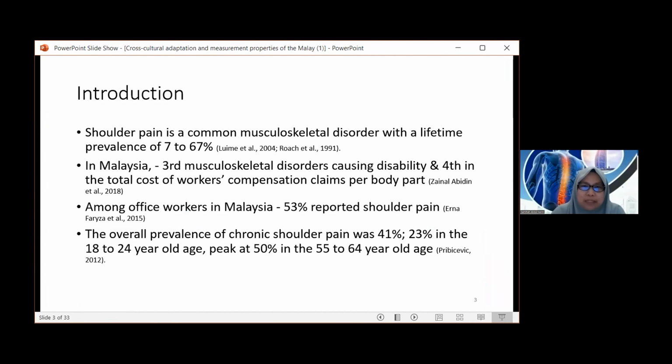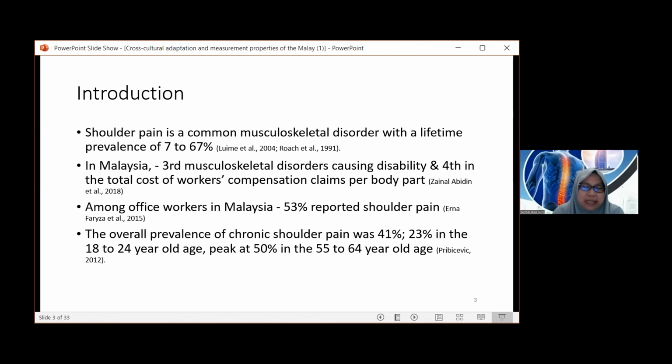Shoulder pain is a common musculoskeletal disorder with a lifetime prevalence of 7 to 67%, depending on the region and age. In Malaysia, it was the third musculoskeletal disorder causing disability and fourth in the total cost of workers' compensation claims per body part. Studies done in 2015 reported that among office workers in Malaysia, about 53% had shoulder pain, and the overall prevalence of chronic shoulder pain increases with age and peaks after the age of 50.